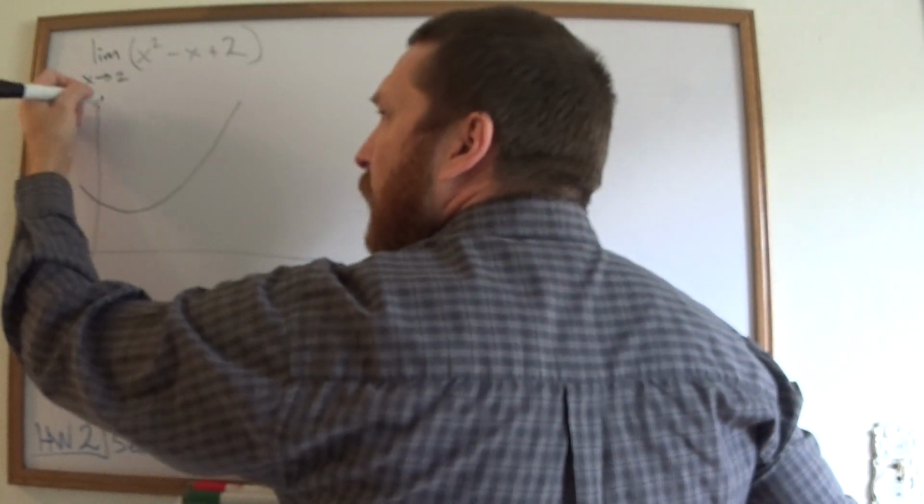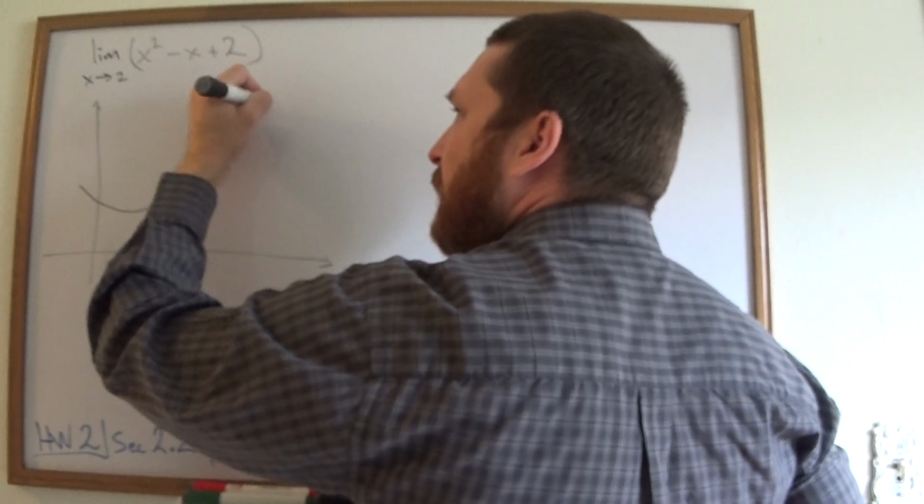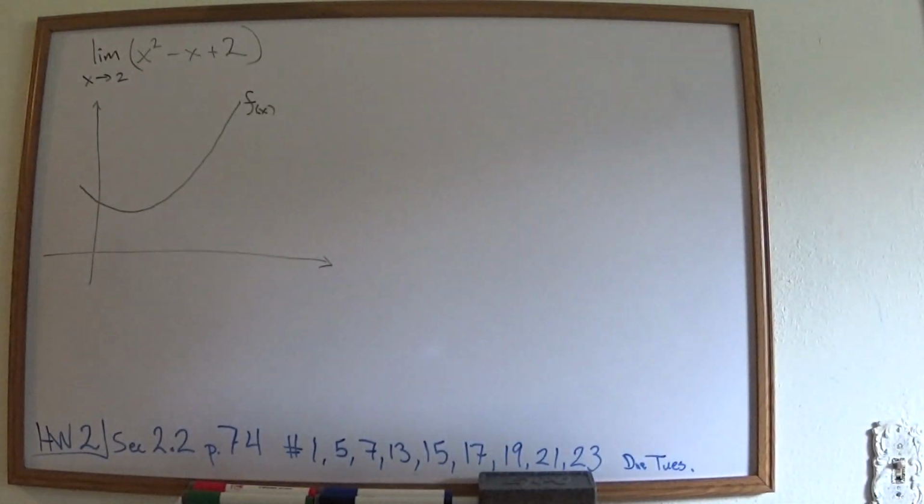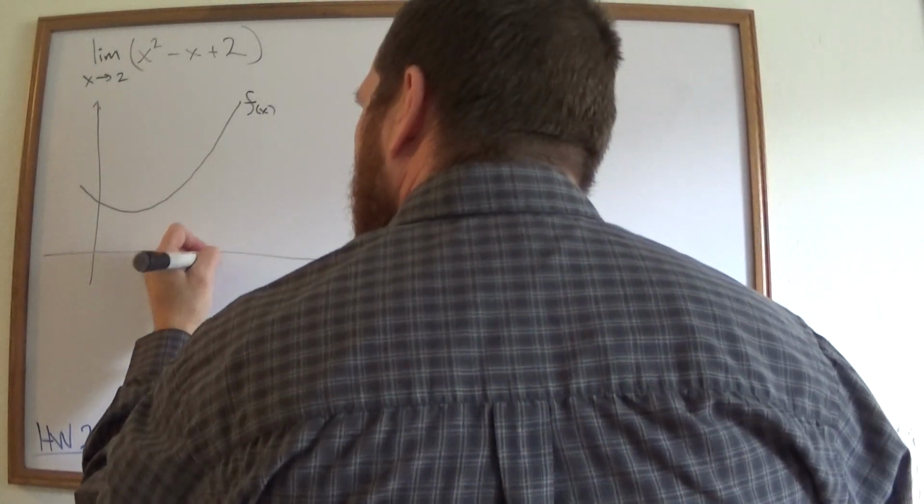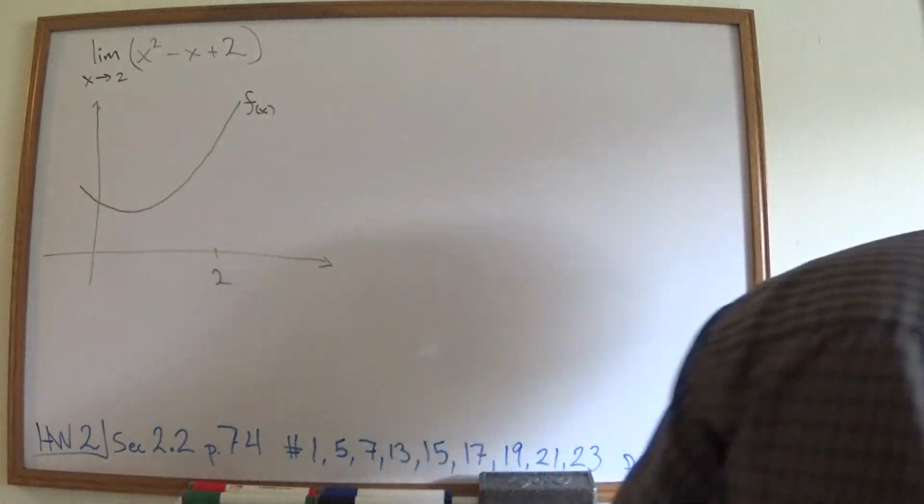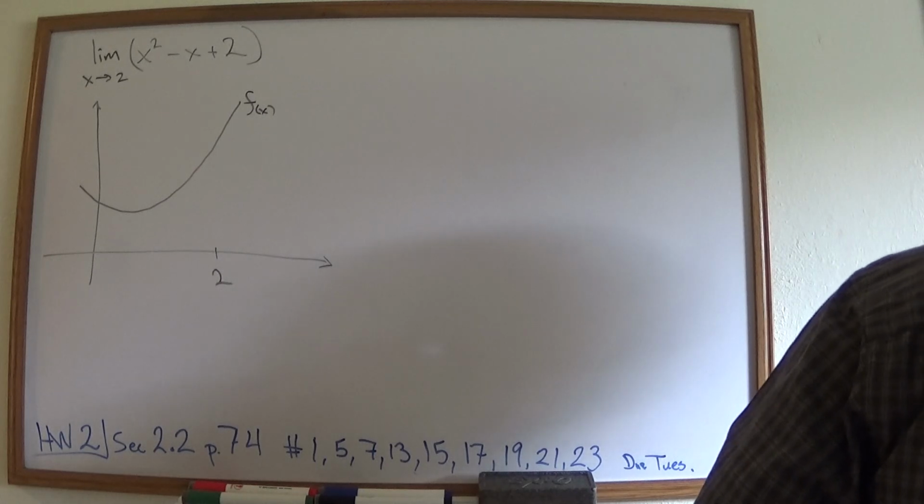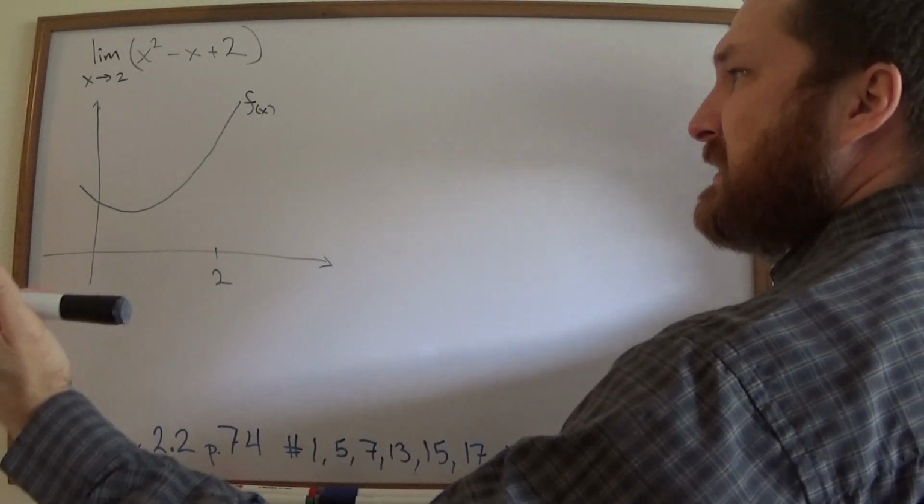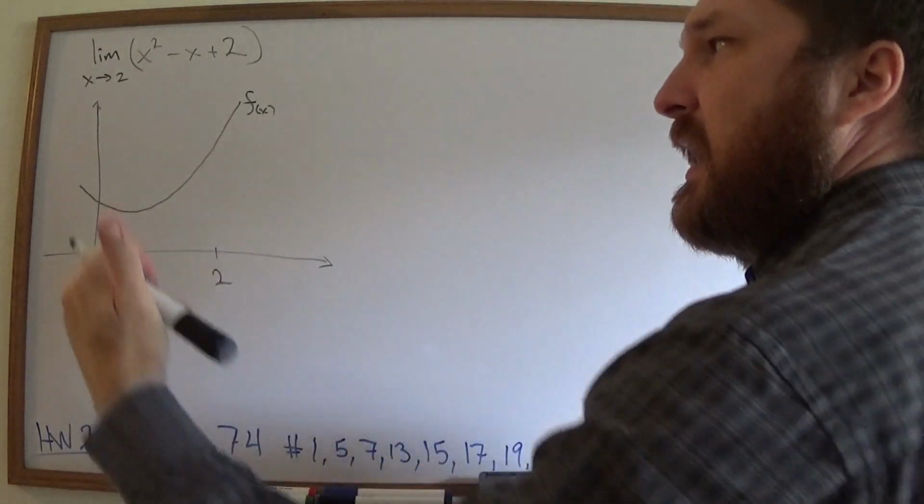But right now, we're going to say, here's my f, right? There's that function right there, x squared minus x plus 2. And I want to know what happens as x goes to 2. Now, again, in the definition, it said that it has to be the same from both sides.